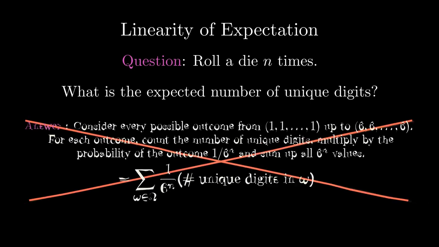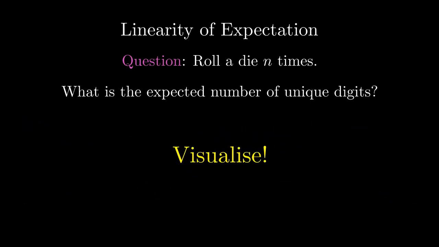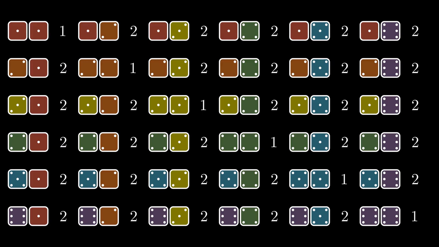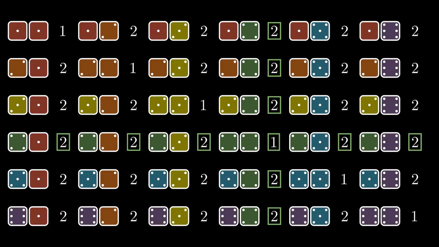We can utilize an important property of expectation, namely that it is linear. This is sort of like saying that averaging the sum is like summing the average. Let's visualize all of the outcomes when n equals 2 side by side. Notice that every value from 1 to 6 contributes +1 to the total number of unique digits in an outcome if it appears, and 0 if not.